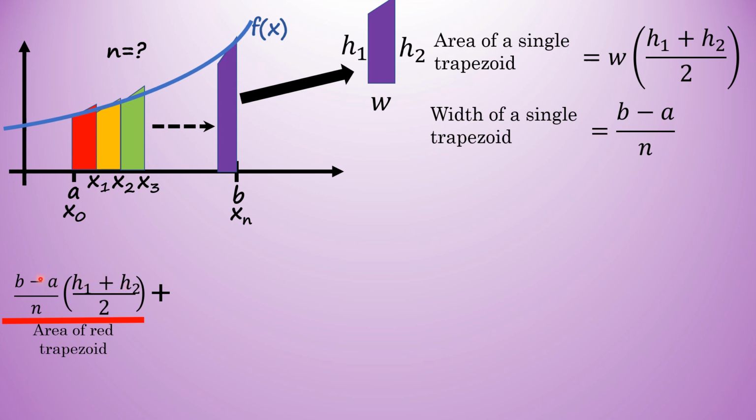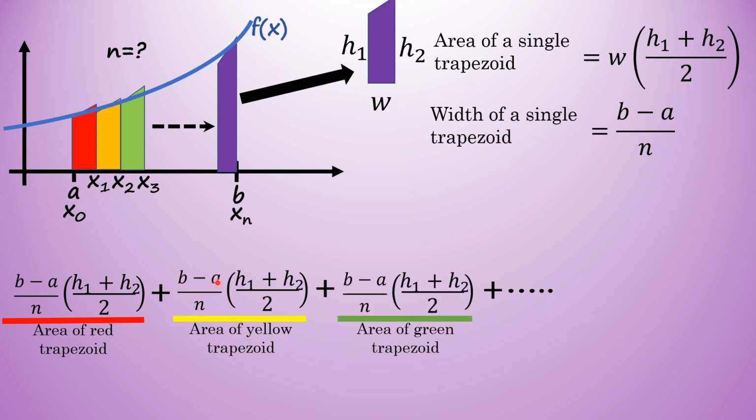After the width of the trapezoid comes h1 plus h2 over 2, which is the beginning of the trapezoid's height plus the ending of the trapezoid's height divided by 2. For the yellow trapezoid's area, it's going to be the same thing. The width will be the same. Now the two heights of the yellow trapezoid will be different than the red trapezoid, no matter what this function is, but the width, the value of w in the front, will be the same for all of the trapezoids. When we write the formula for the trapezoidal rule, there's going to be a dot, dot, dot in the formula to indicate that this can be used for any number of trapezoids.